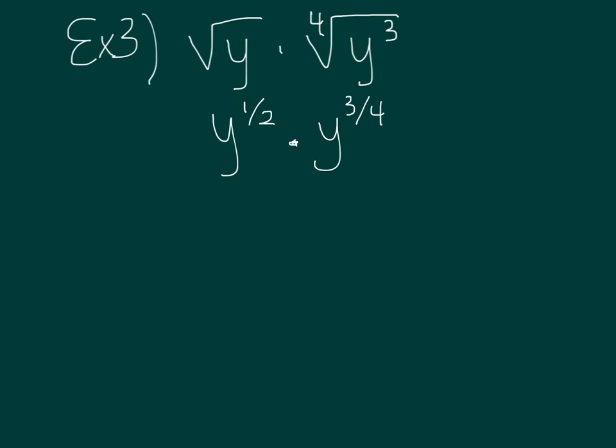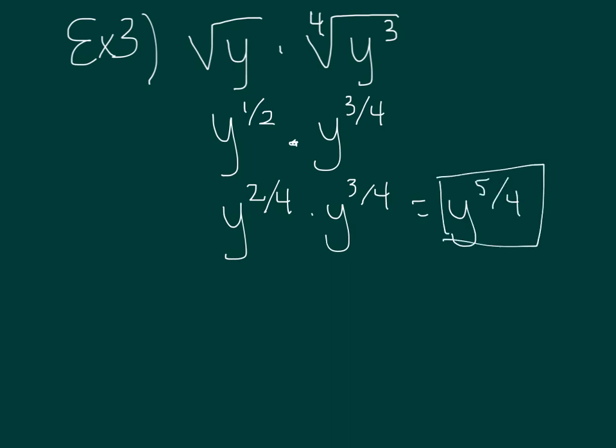So I should be able to add 1/2 and 3/4, which I can. I first need to get a common denominator though, which would be 4. So this would be y to the 2/4 times y to the 3/4, and when I multiply those bases together, I get y to the 5/4. I'm okay with you leaving it like this. However, you could technically rewrite this as the 4th root of y to the 5th, and then you'd have to go through your process of simplifying this. Okay, so you might want to just leave it like this for now.